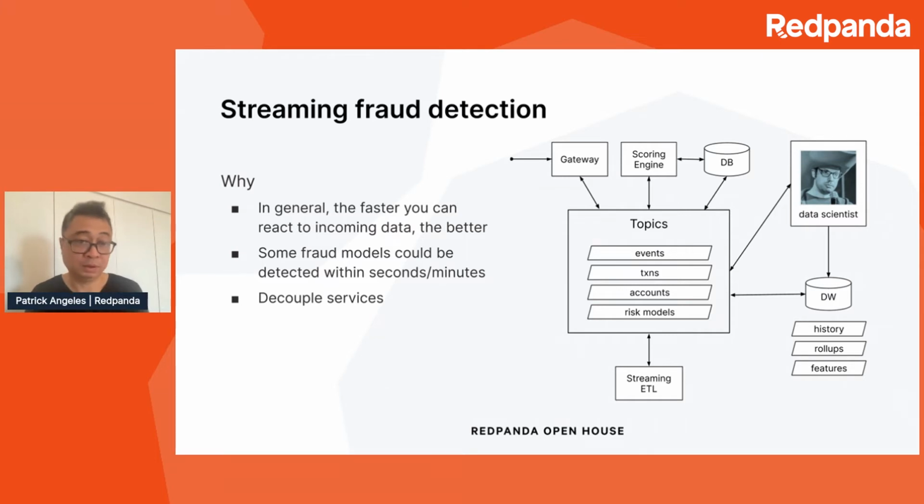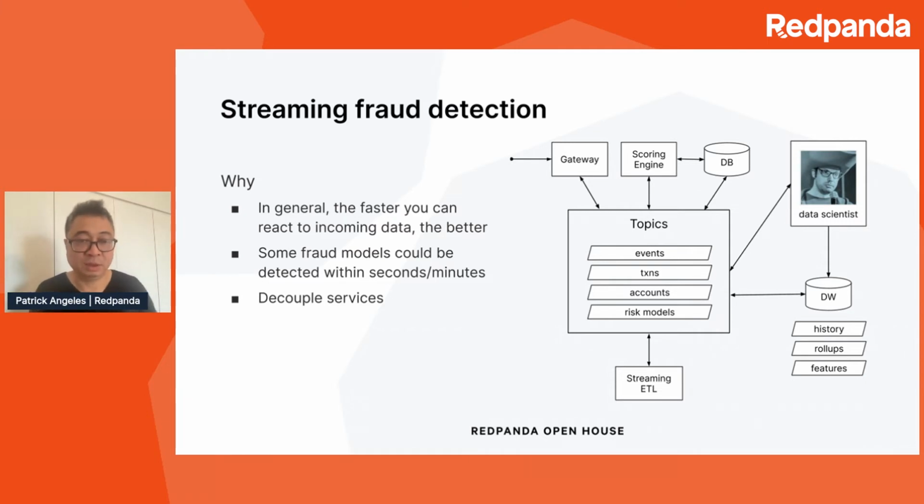And why would you want to do this? Because in general, the faster you can react to incoming data, the better, right? Some fraud models are actually based on time. For example, if I swipe a card now, and then I swipe again 10 minutes later, there are fraud models that can check whether it's actually physically possible for me to go from point A to point B in 10 minutes.